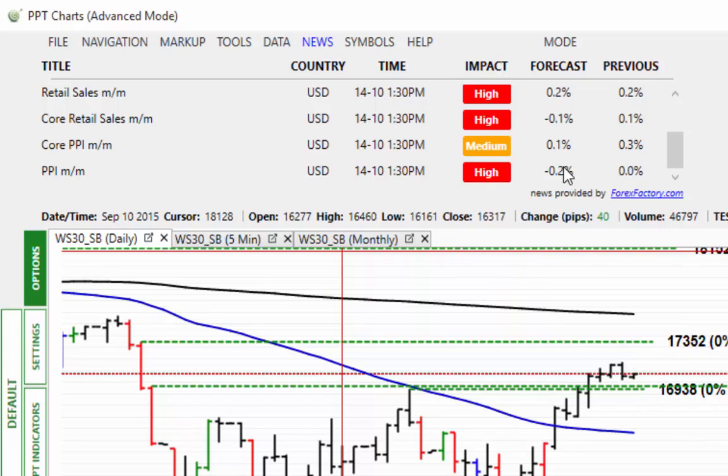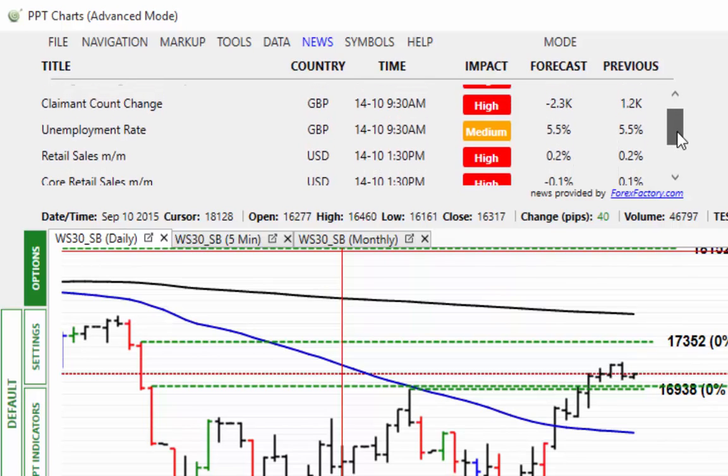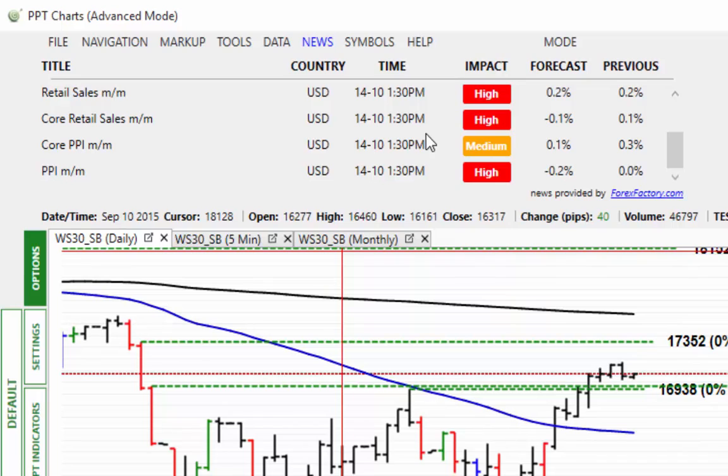Notice that the producer price index is called to be lower. The core PPI is also called to be lower, as is retail sales. This is an economy that's heading south thanks to the Chinese, but that's a different topic for another market alert. So everything really not looking good. You can see that the US economic data is not very good at all.